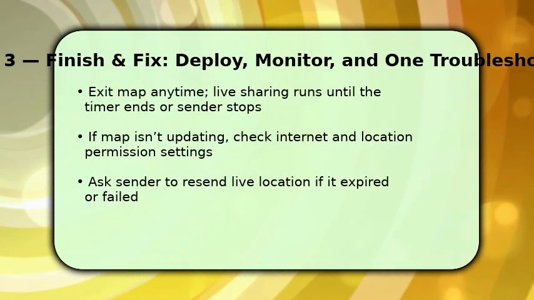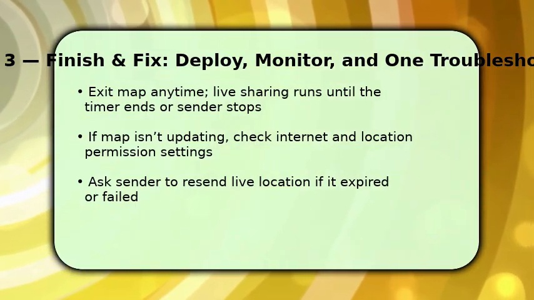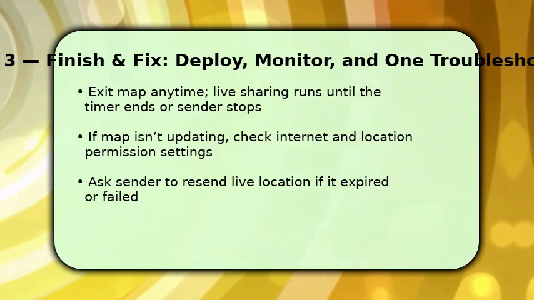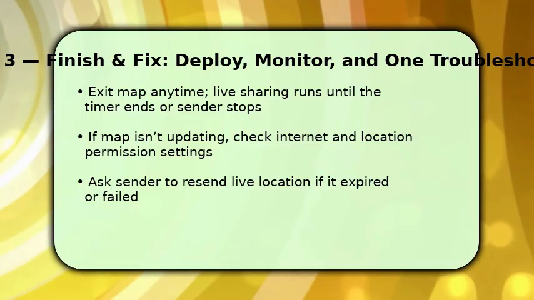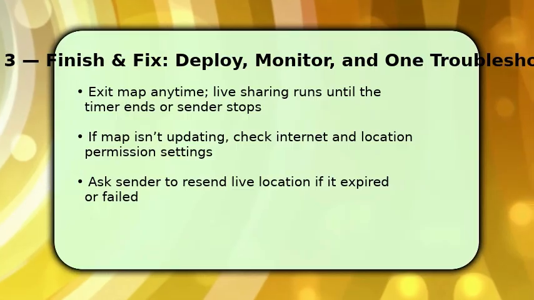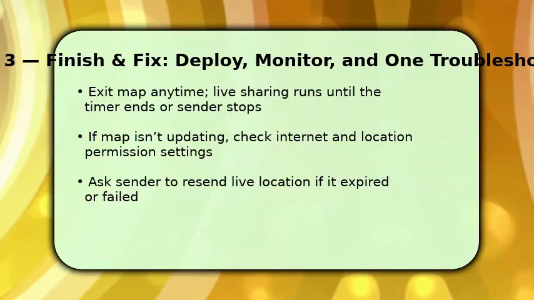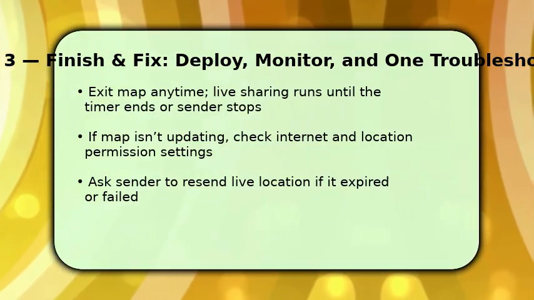To finish, simply back out of the map. Live location continues until the sender stops it or the timer ends. If you notice the map frozen or not updating, first make sure your internet connection is stable and that WhatsApp still has location permission. Once done, ask the sender to reshare their live location if it expired or failed. This resolves most issues quickly.